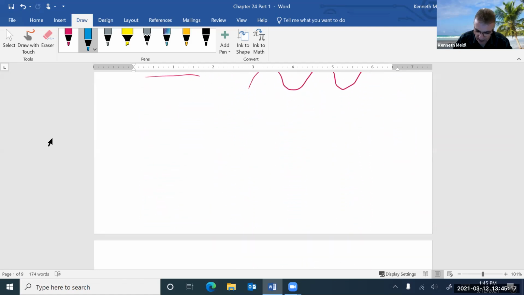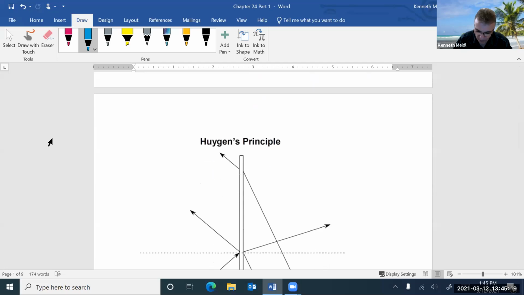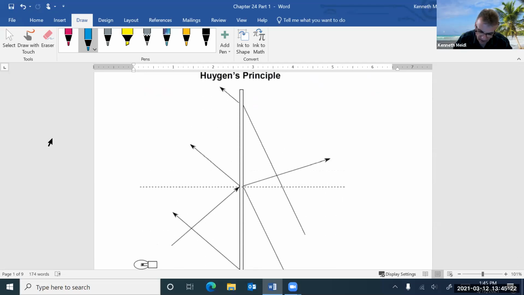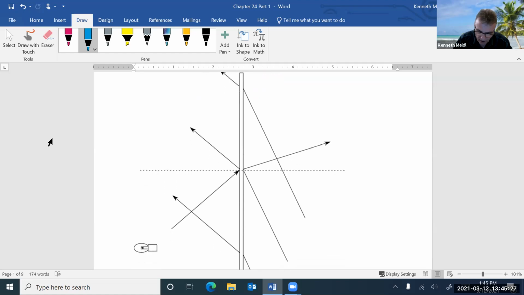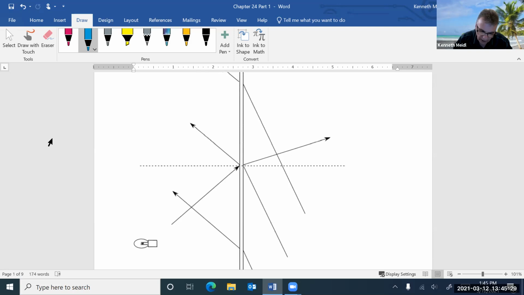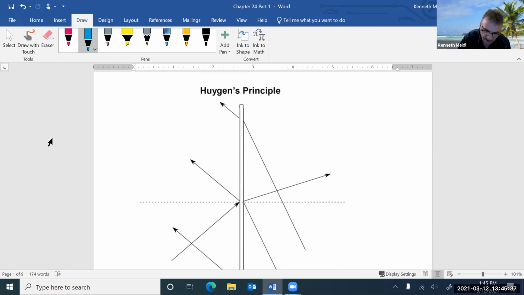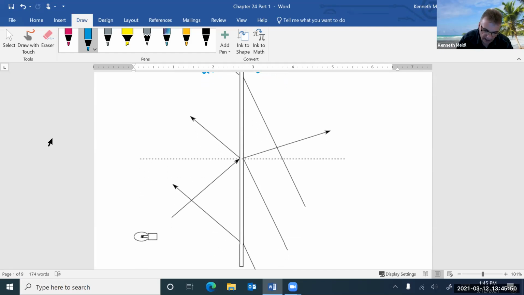Probably in your package of stuff, you have some funny looking picture that looks like this. I just try to do the best I can here on the computer. What you're looking at here is a boundary between two materials. Let's say this is air over here, and this is a piece of glass, some sort of transparent material. And we have a light bulb right here. You can see my beautiful computer drawing.